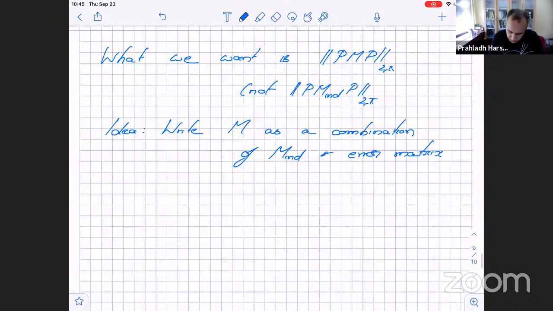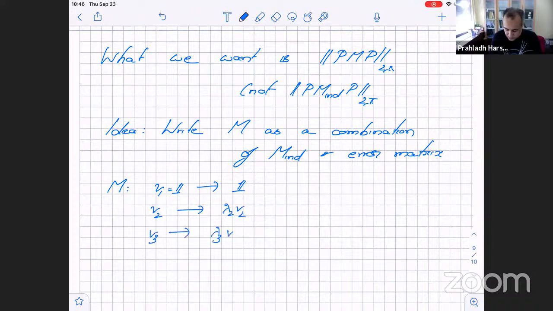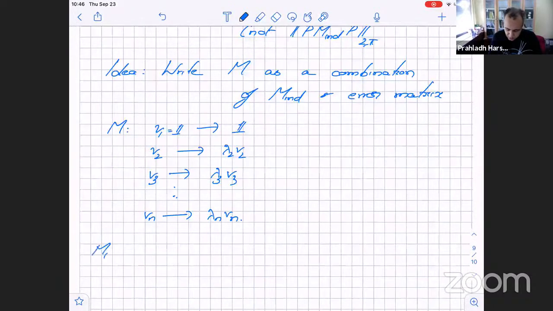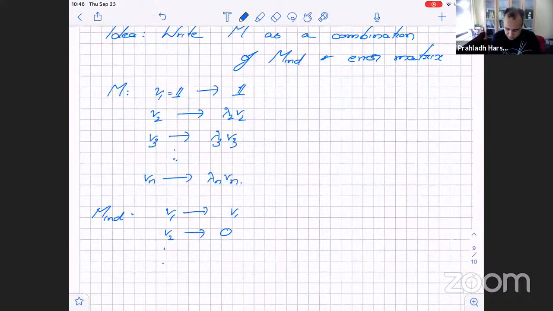So what is M? M is an operator. It's completely described by what it does to the basis vectors. The basis vector V1, the all ones vector, it maps to the all ones vector V1. V2 it maps to lambda 2 V2, V3 it maps to lambda 3 V3, and so on, Vn it maps to lambda n Vn. What about M_ind? It maps V1, the all ones vector, to V1, and because it's rank 1, everything else it has to map to 0. Vn to 0.